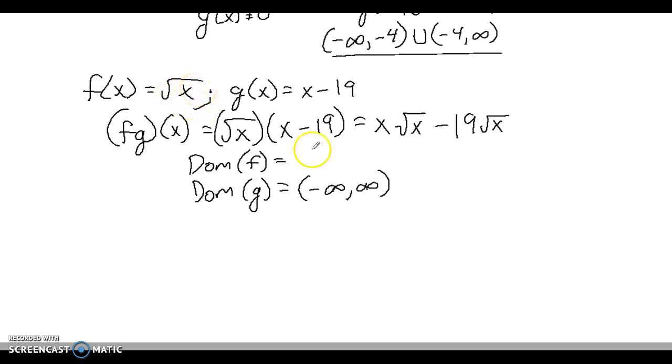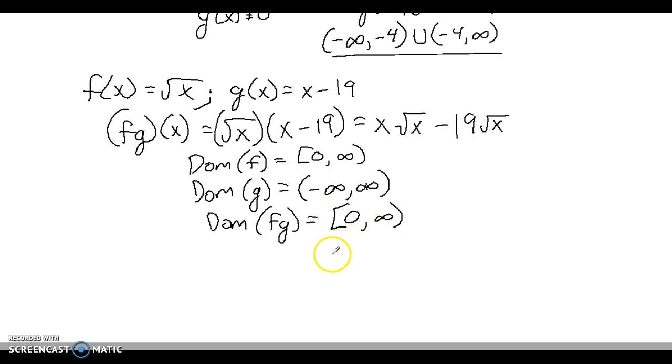Luckily for us, the inside is just x, so our domain is any x values greater than or equal to 0. And we put this square bracket here because that square bracket means we include 0 and everything bigger than it. So the domain of f times g is wherever these two domains overlap. Since g is everything, they overlap on all the non-negative numbers. So the domain of f times g is going to be 0 to infinity, including the 0.